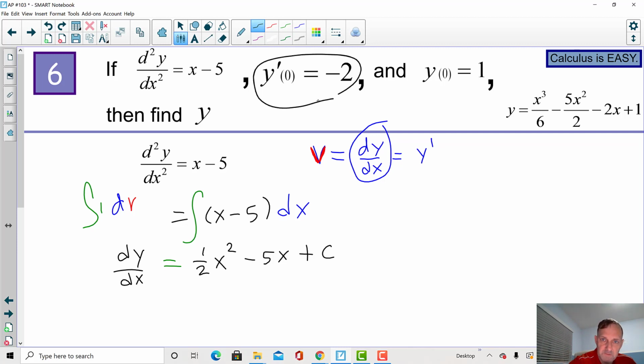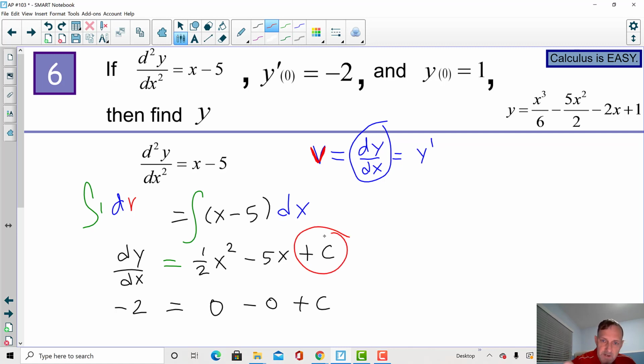Y prime of 0 is negative 2. I put a negative 2 for the y prime of 0, and I put a 0 for the x. So I'm getting that c is negative 2. I can plug the negative 2 right here. Then I'll do it again. I'm going to separate it by multiplying both sides by dx. Now I can do the integral on both sides.